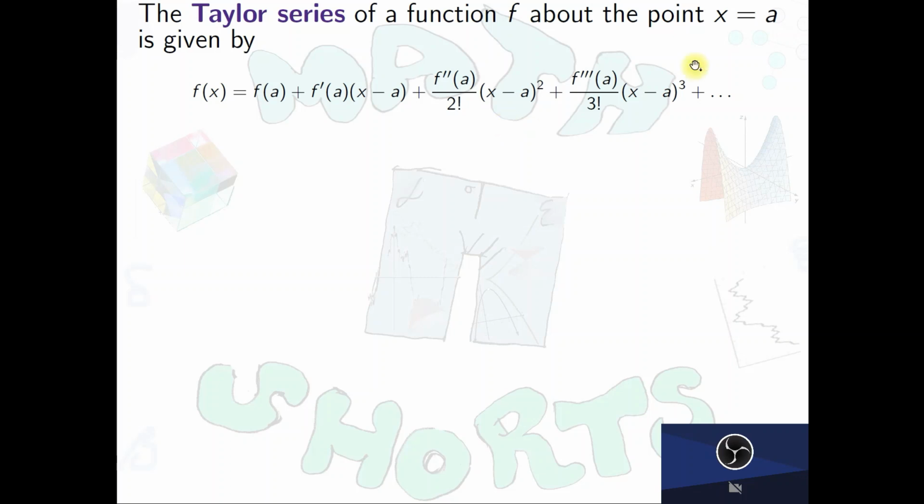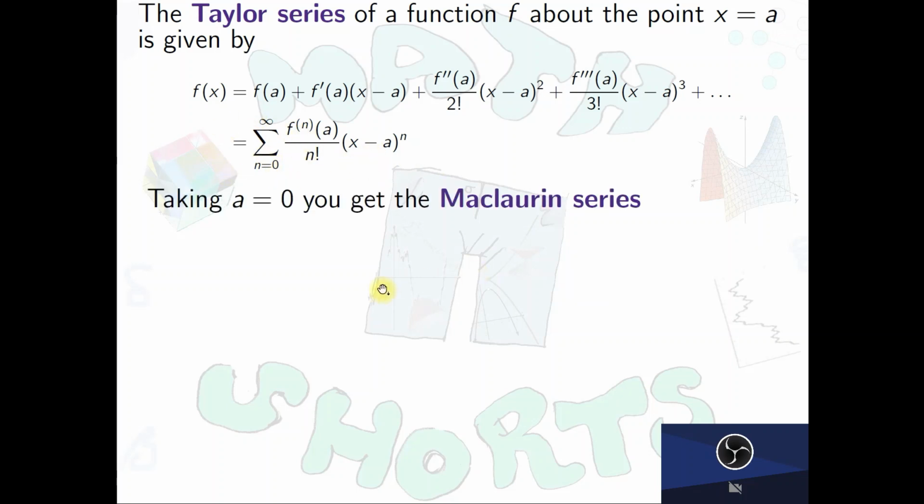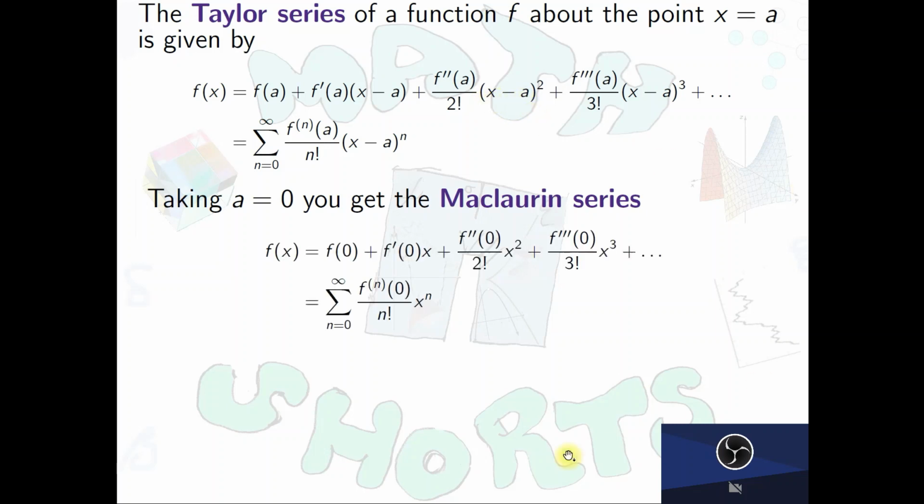Now, mathematicians are all about making things easy, so we could write this in summation notation. But if I make a equal to 0, then this Taylor series is called the Maclaurin series. And then what will end up happening is all these x minus a's just become x's. And so I get f of x is equal to f of 0 plus f prime of 0 times x plus f double prime of 0 over 2 factorial times x squared, and so on down the line.